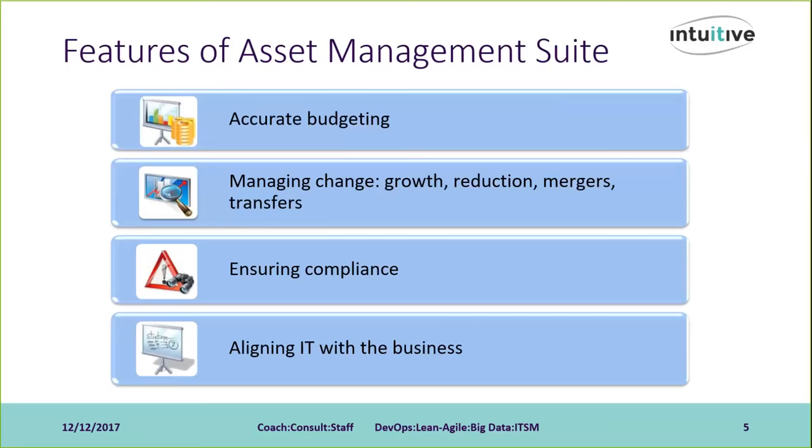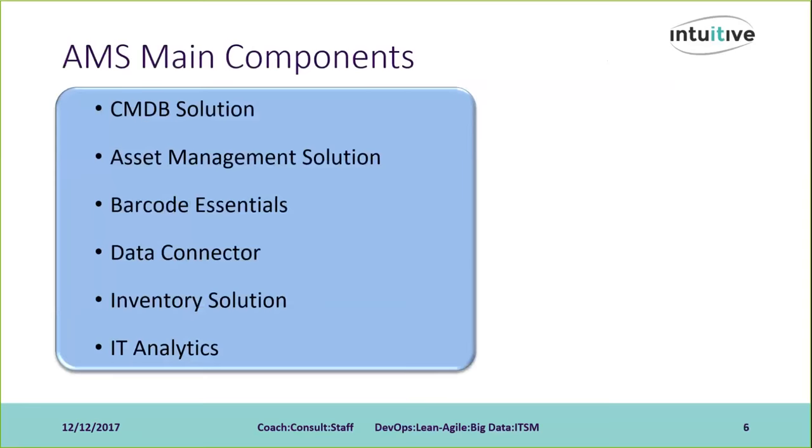So let's look at the main components that make up the Asset Management Suite offering. We've got the CMDB solution, the Asset Management solution, the replacement to a barcode solution, which is now Barcode Essentials. This is a third-party product, a very good product that runs on the iOS platform that we'll take a look at, available in the App Store. Very straightforward to integrate into the SMP.